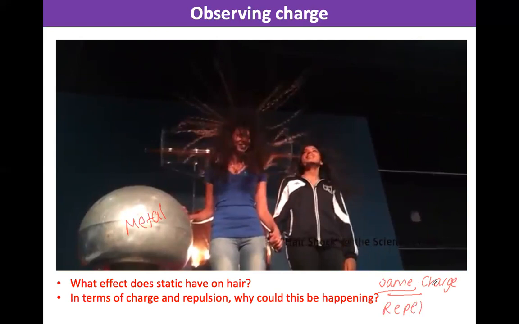So we know in terms of charge and repulsion, what's happening is that her hair particles have become charged, and it's the same type of charge. So those hair particles are repelling each other. So they want to move far away from each other. So her hair sticks up and spreads around. And you probably have seen this before in TV shows or documentaries, etc.